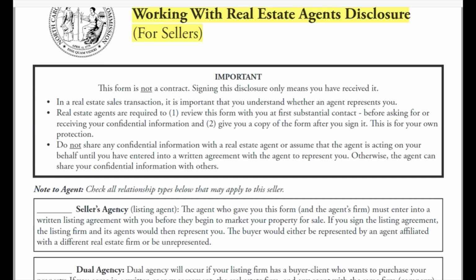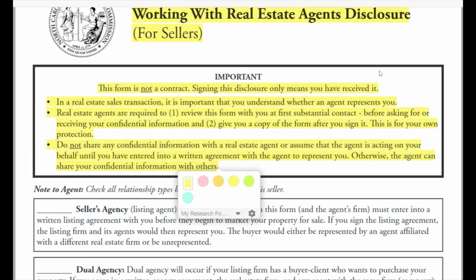Now they need to initial it, and you can let them know as well. This is not a contract. This is just letting them know or anyone else know that we did go over this information with them and we are explaining to them agency relationship. Okay, this form is not a contract. Signing this disclosure only means that you have received it.